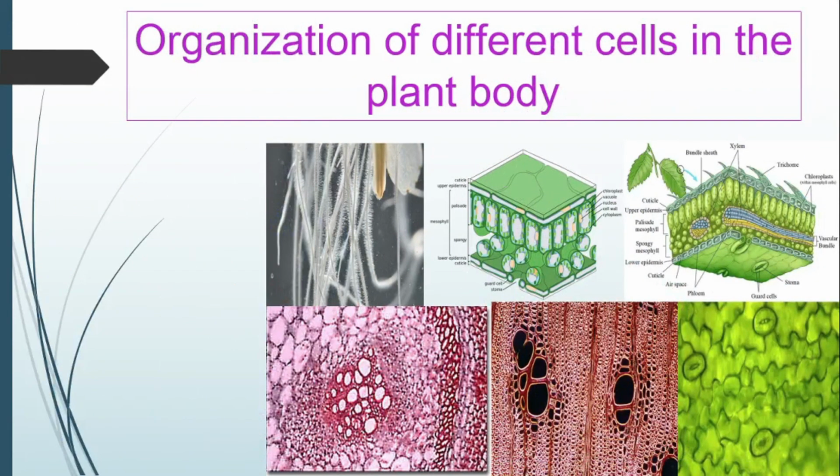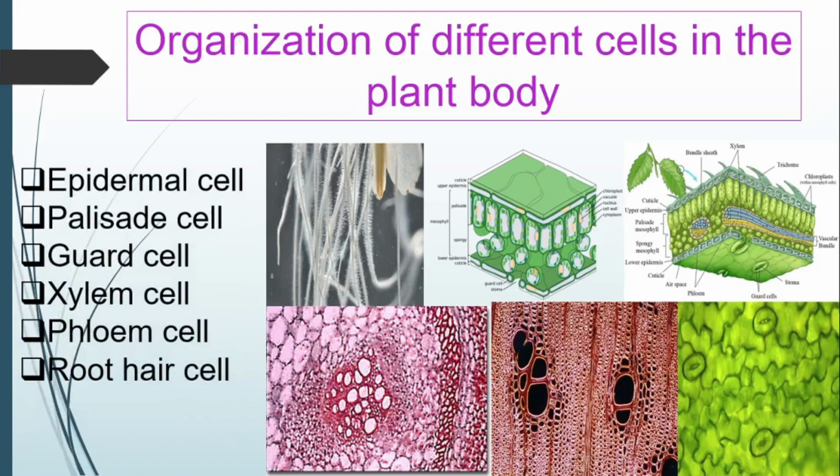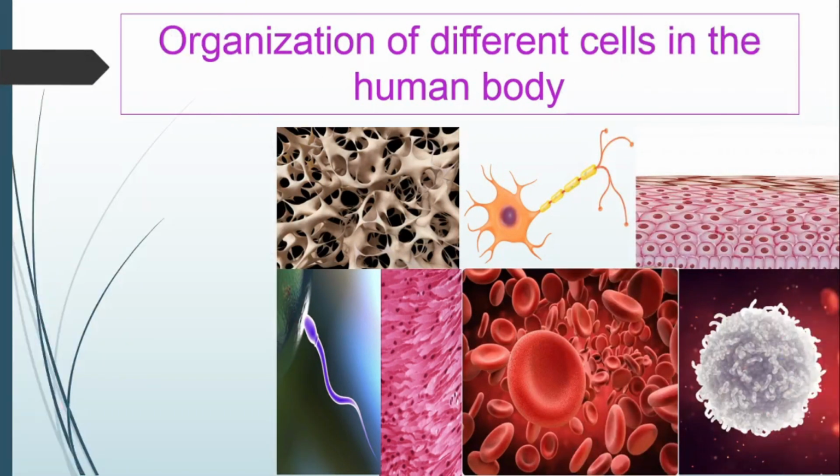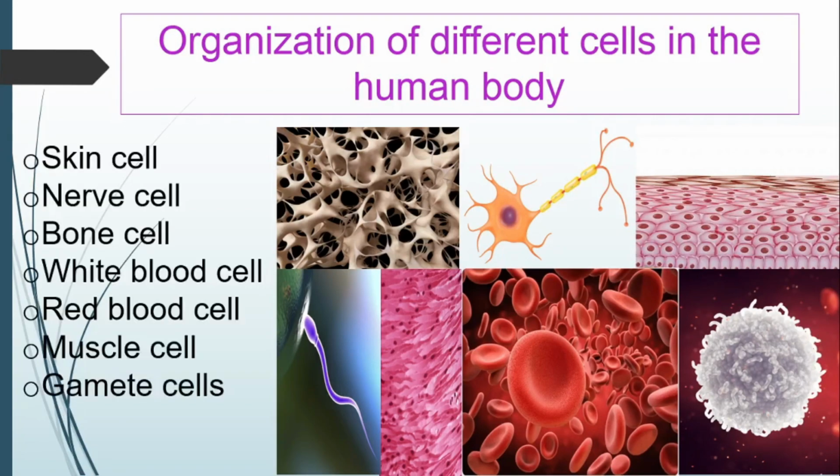Now let's look at some organizations of different cells in the plant body. Epidermal cell, palisade cell, guard cell, xylem cell, phloem cell, root hair cell. Now let's look at some organizations of different cells in the human body. Skin cell, nerve cell, bone cell, white blood cell, red blood cell, muscle cell and gamete cell.